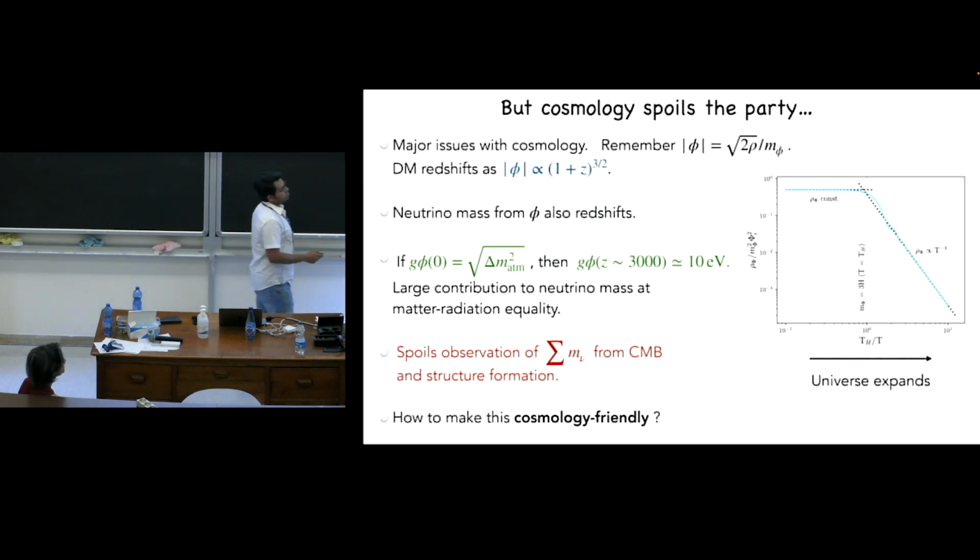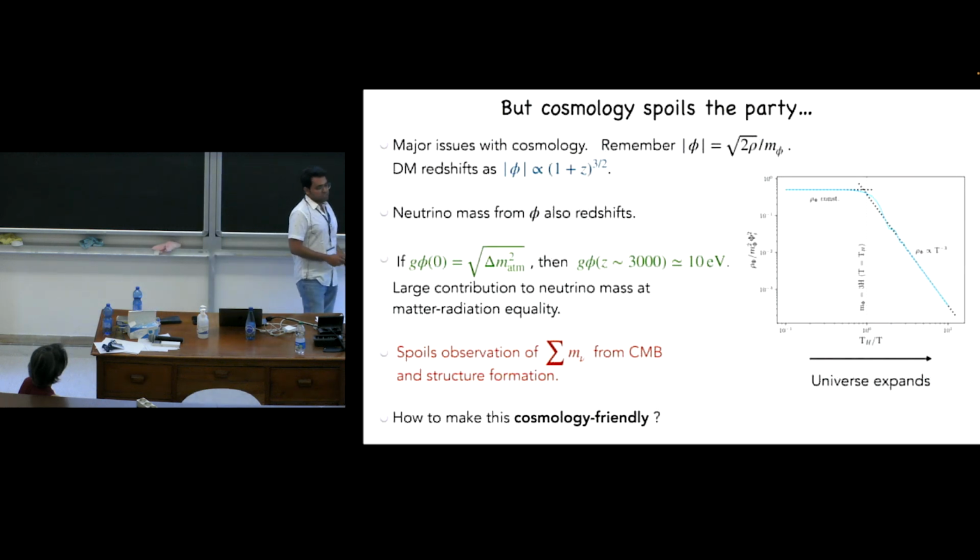So let's say you assume that the contribution to neutrino masses today is roughly of the order of the atmospheric mass square difference, square root of that. And then you let it redshift, then you see that at the redshifts of matter radiation equality, which is roughly 3000, the mass contribution is already 10 electron volts. And this is not allowed, because this spoils observations of sum of mν that we have from CMB and structure formation, something that we heard a lot about also last week.